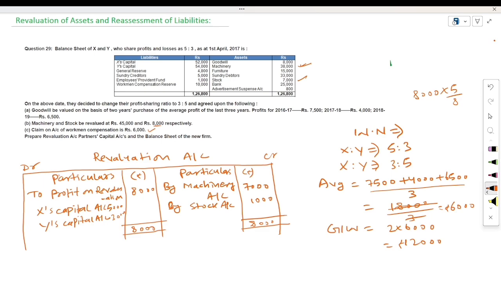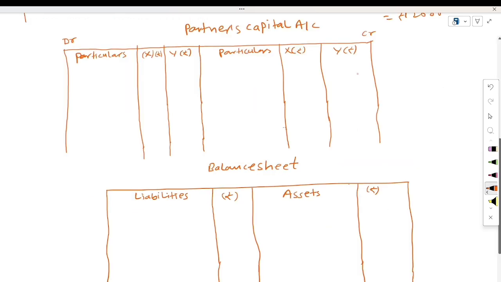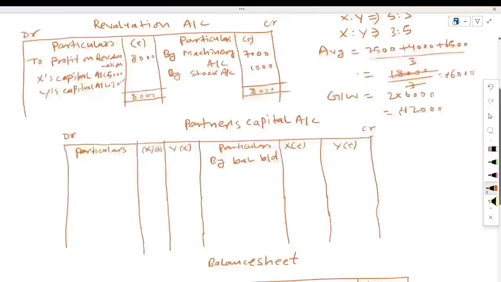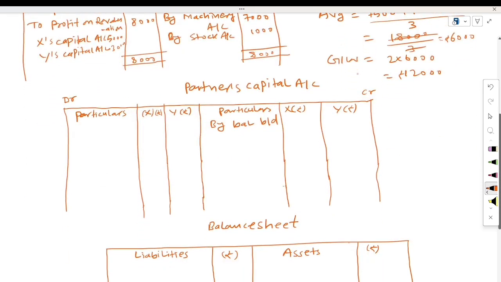Next step, we have to prepare the partners' capital account as well as the balance sheet also. Now see here, this is the format of partners' capital account and balance sheet. In partners' capital account, first of all, we have to transfer their capital balance on the credit side. We will write here by balance b/d. What was the capital balance? Here the capital balance of X and Y was 52,000 and 54,000. We will write here 52,000 and 54,000.